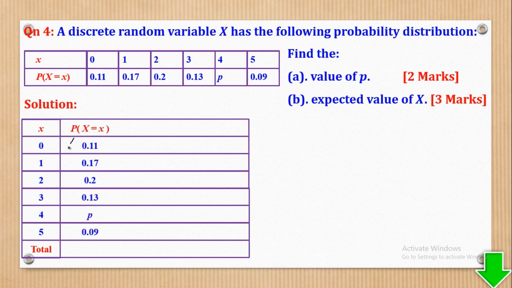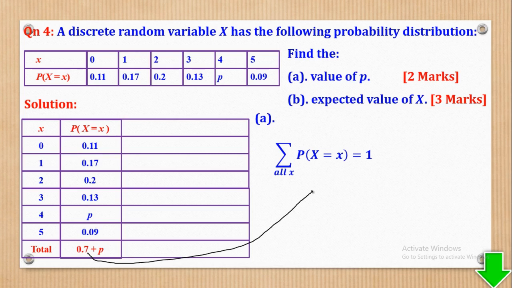Now when we add all these ones, we shall come up with 0.7 plus p. So after getting that, we shall easily get the unknown, because we know that total probability must be equal to 1. Therefore, we shall get this one and equate it to 1. Then when I make p the subject, p will be equal to 0.3. So now we shall go to part B, where they want the expected value of x. So that is the mean of x.